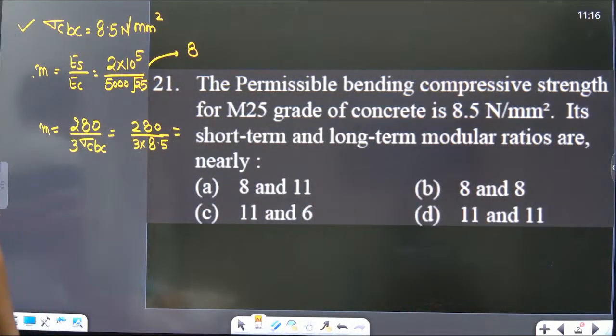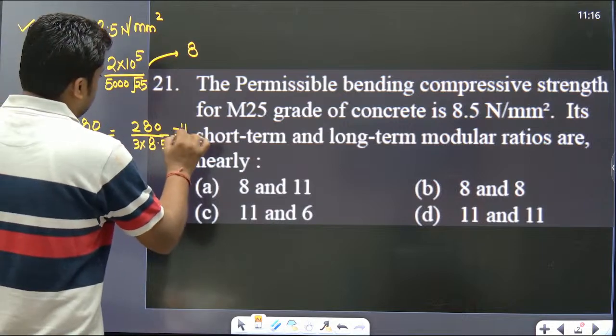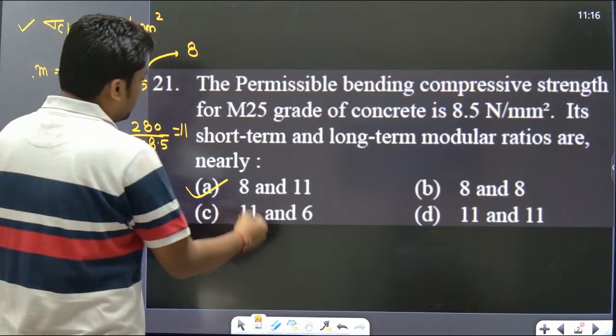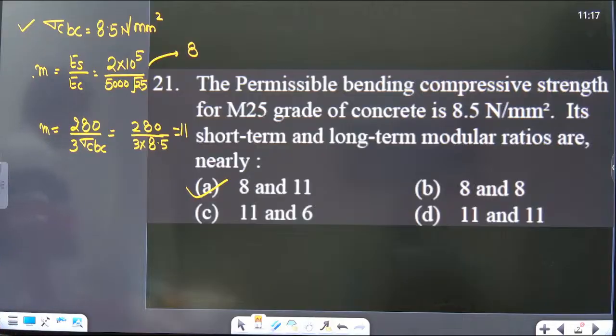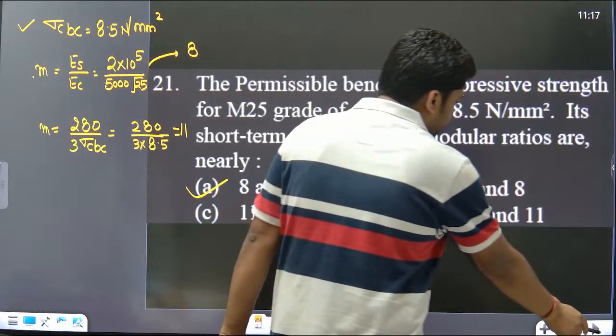It will come today. Okay, what will be the correct answer for this? 11 is the correct answer. 8 and 11, so option A is the correct answer. Understood everyone? Okay, we'll move ahead with the next question.